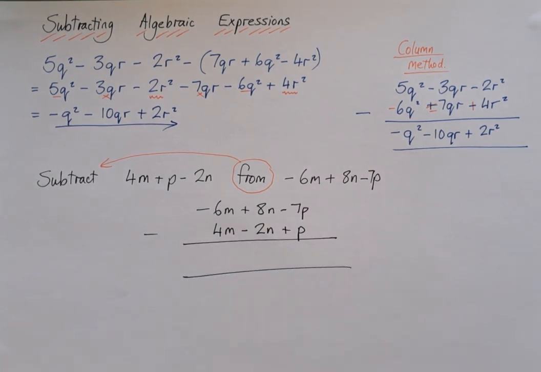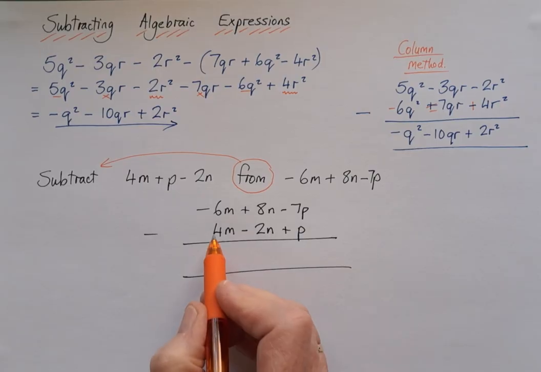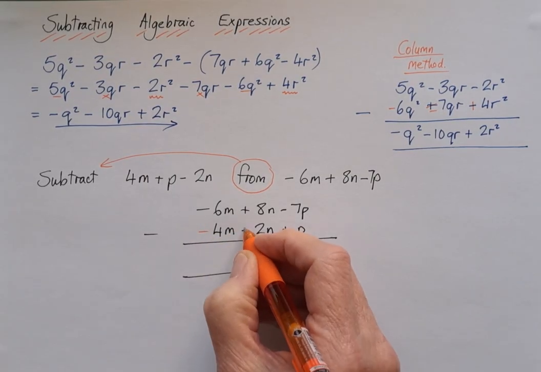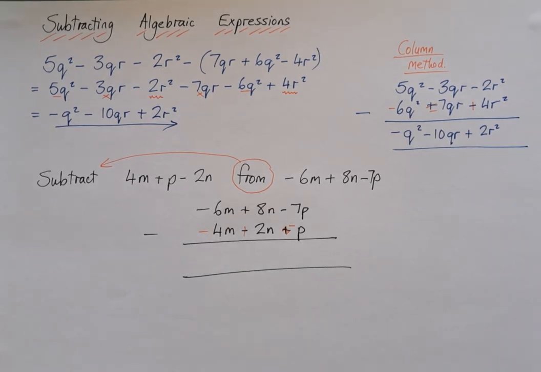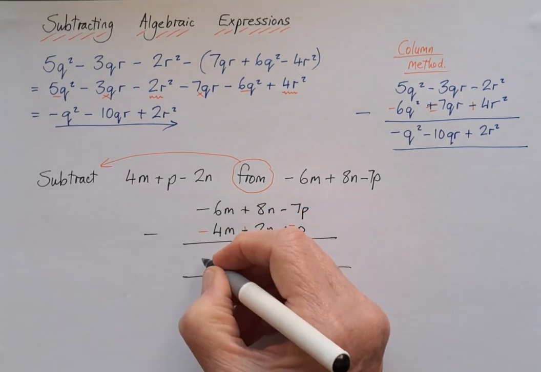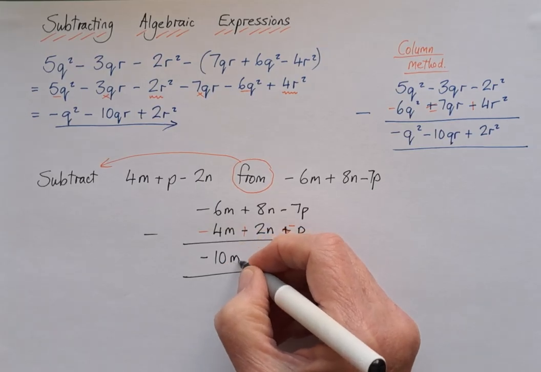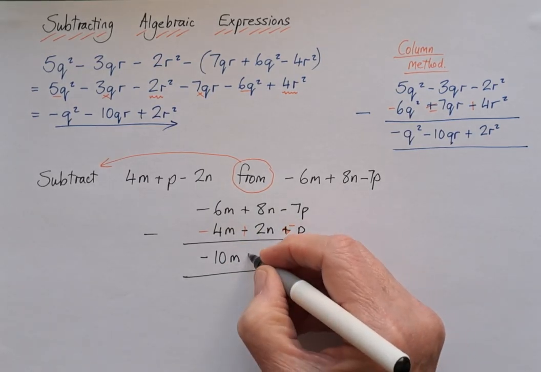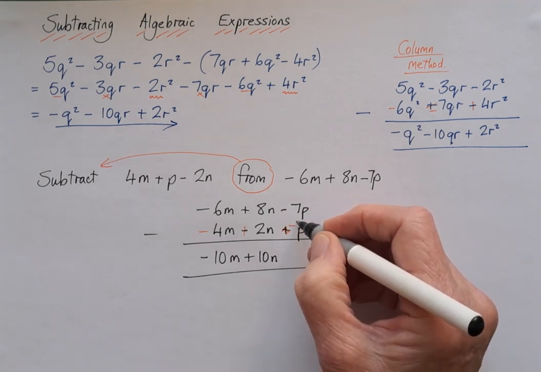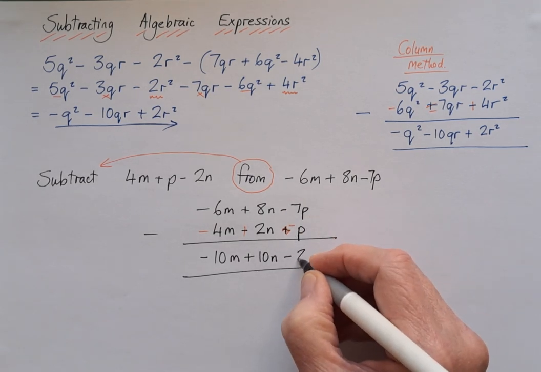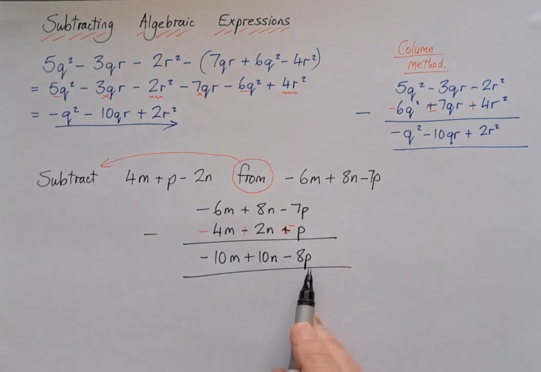Now, because I'm subtracting, I have to change all the signs in the bottom expression and then do what the new sign tells me. So positive changes to negative, negative to positive, positive to negative, and now I simply do what it says. Negative 6 minus 4 is negative 10m. Positive 8 plus 2 is positive 10n. Negative 7 minus 1 is negative 8p. And those are all unlike terms, so that is where I'm going to be ending off.